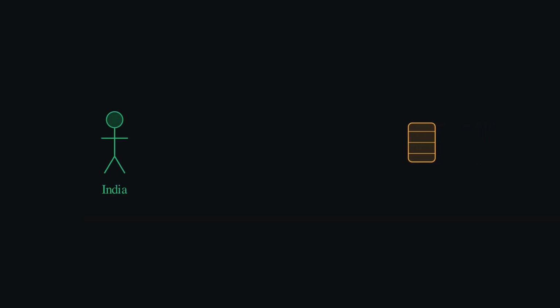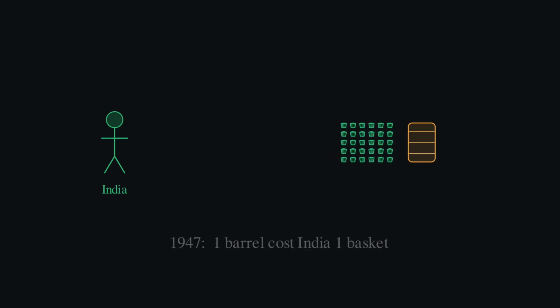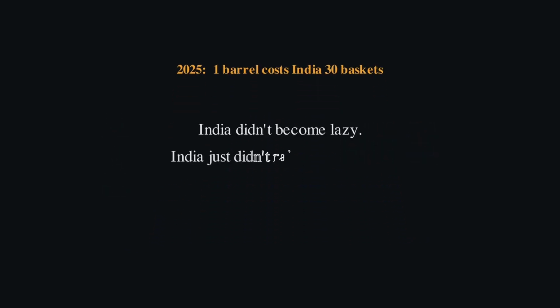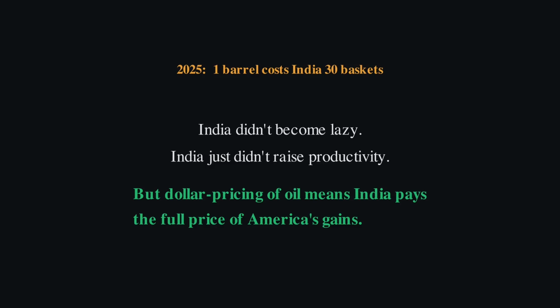Look at India. To buy 1 barrel in 2025, India must hand over 30 rupees, 30 baskets of goods. In 1947, the same barrel cost 1 basket. Because the U.S. achieved 30 times the productivity growth that India could achieve over this period, the dollar became 30 times more powerful relative to the rupee. And because oil is priced in that dollar, India must now give up 30 times more of its own output to buy the same barrel.